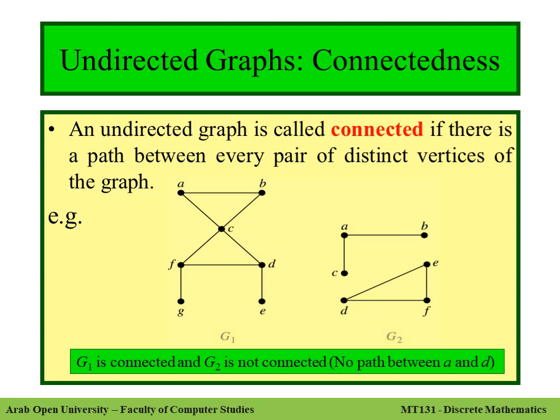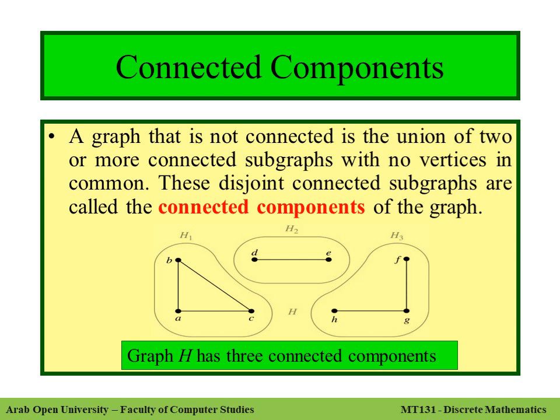There is no path between B and E, so the graph is not connected. G1, the graph on the left, is connected. G2, the graph on the right, is not connected. Even if a graph is not connected, it will consist of parts or components. Each component can be thought of as a connected subgraph. A graph that's not connected is a union of two or more connected subgraphs with no vertices in common. These disjoint connected subgraphs are called the components of the graph.